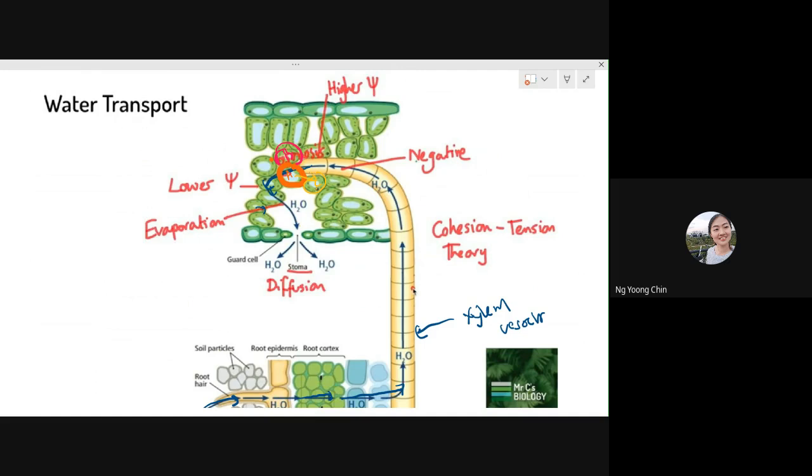So at the end, they will enter the airspace. So this is where the evaporation will happen, which is the water will change from its liquid state to the gaseous state, and then they will be lost in the form of water vapor through the stoma. So this process, the loss of water vapor through the stoma, happens by diffusion. It's a simple diffusion. Okay, so that's the story about water transport.